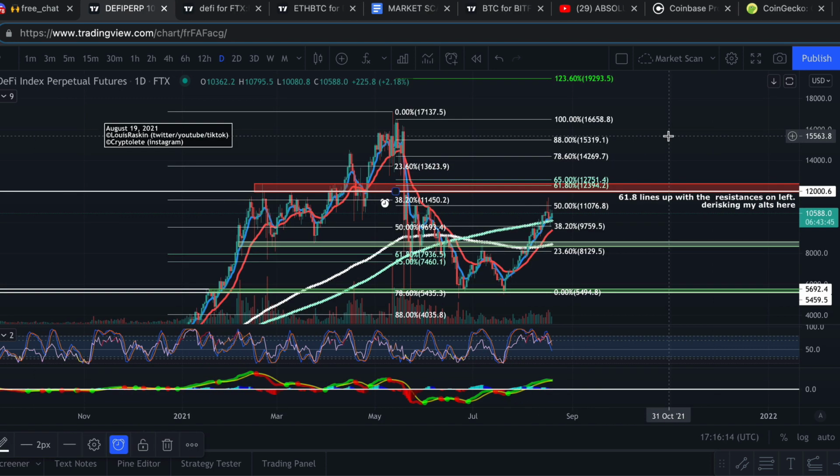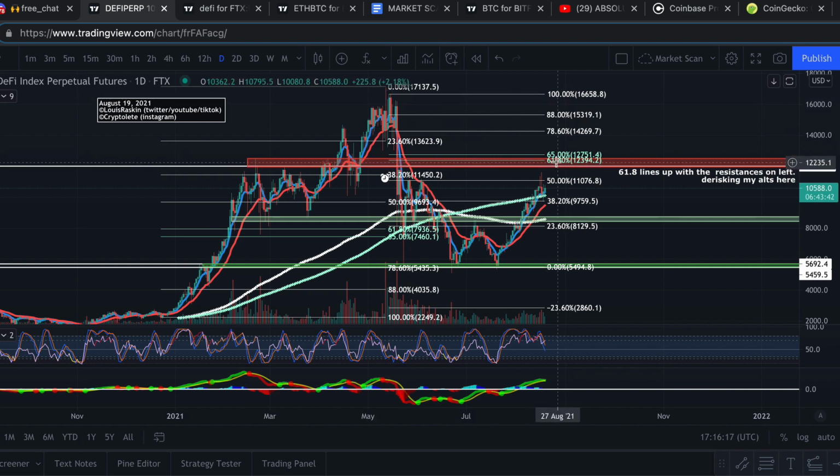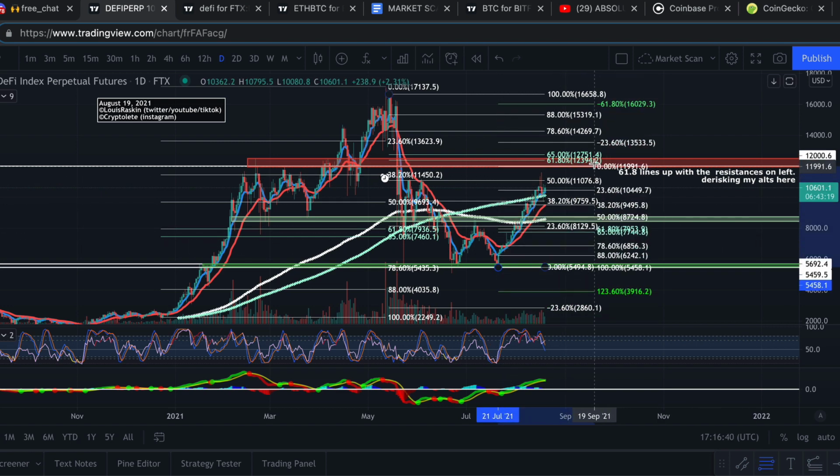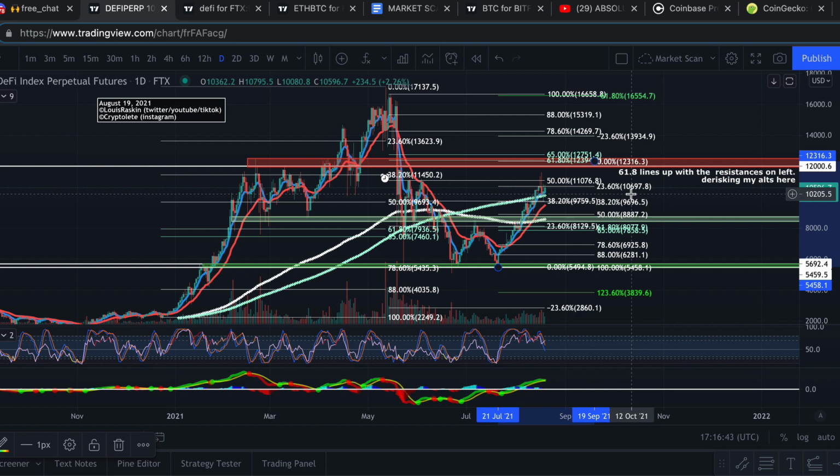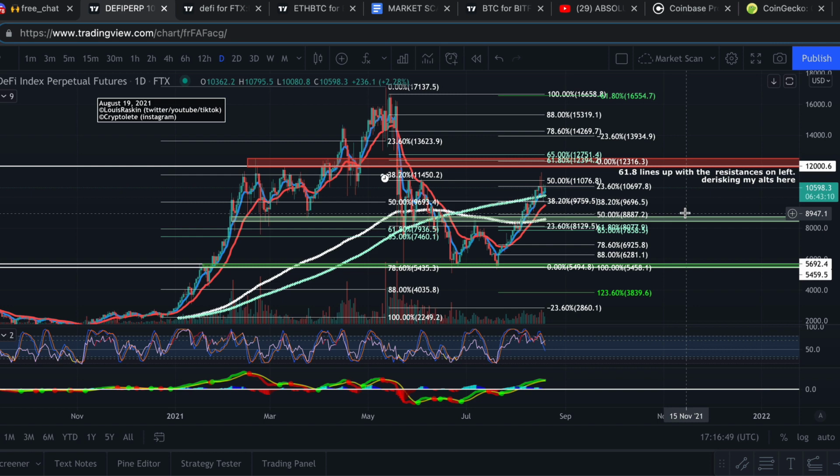Okay, so looking at this, I saw that the 61.8 golden ratio from the top to the bottom lines up really, really well with the left side of where all of this resistance happened to be. So once the price of the DeFi perp index hits up here, I'm going to start scaling out of my alts, de-risking my alts right around there, and then I'll get back into them somewhere around the 38.2. So probably somewhere around 10,200, somewhere around here is where I will start getting back into alts. And that is the DeFi perp. Very useful tool. Very useful tool, or chart or whatever.